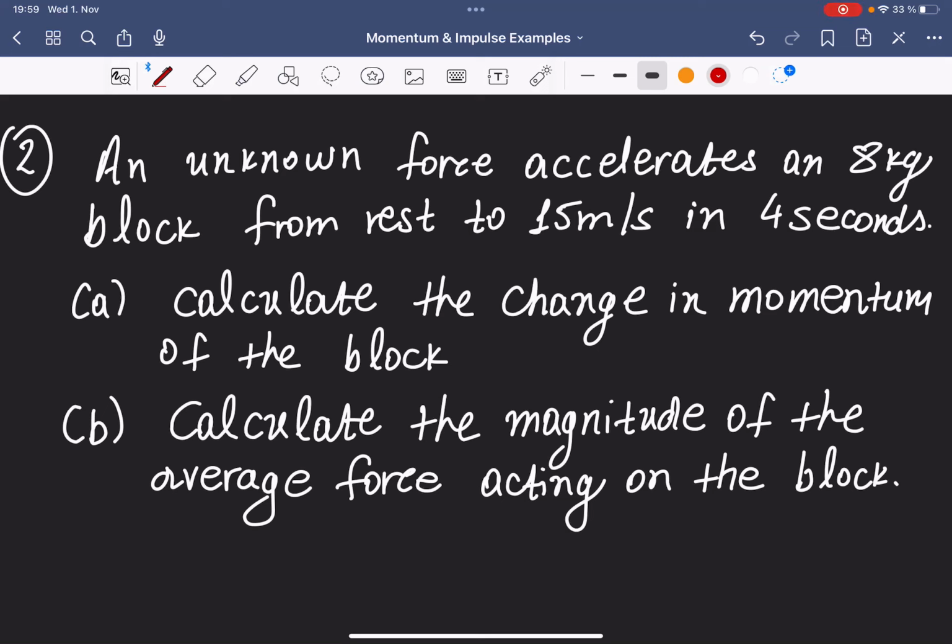In continuation of our previous video on a few examples on impulse and momentum, we're going to look at another example in this exercise where we have an unknown force which accelerates an 8 kilogram block from rest, which means it's not moving in the beginning, to 15 meters per second in 4 seconds. We want to calculate the change in momentum of the block and the magnitude, the size, of the average force acting on the block.